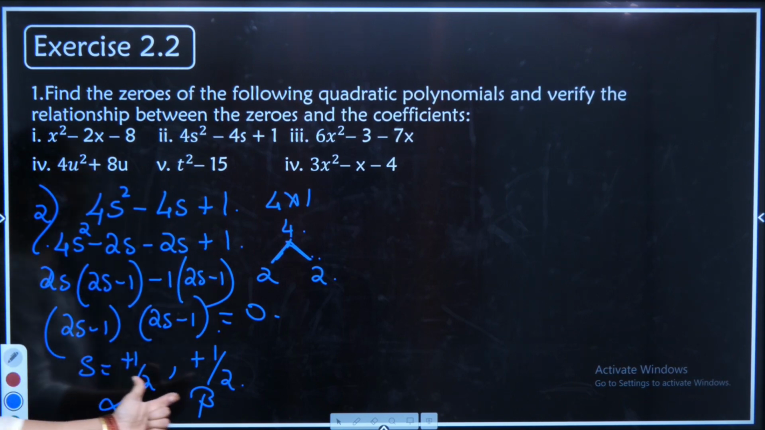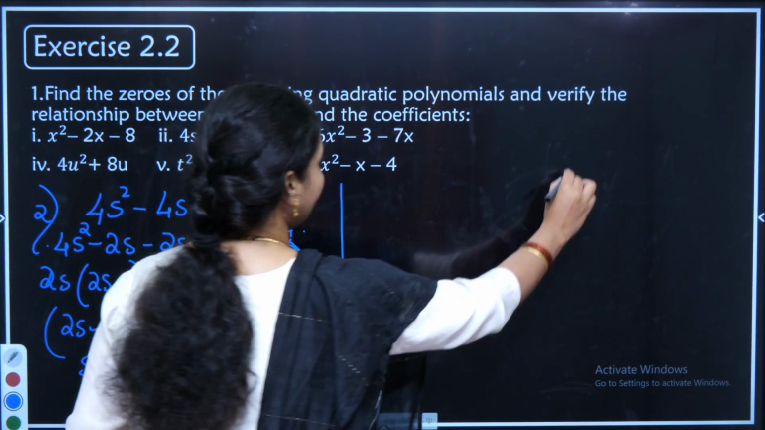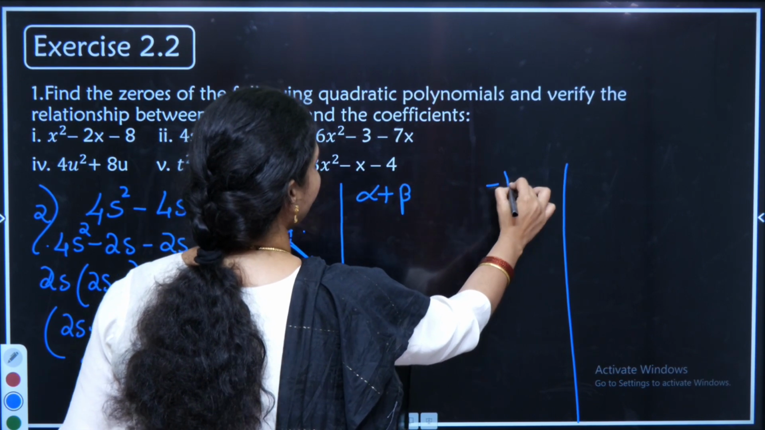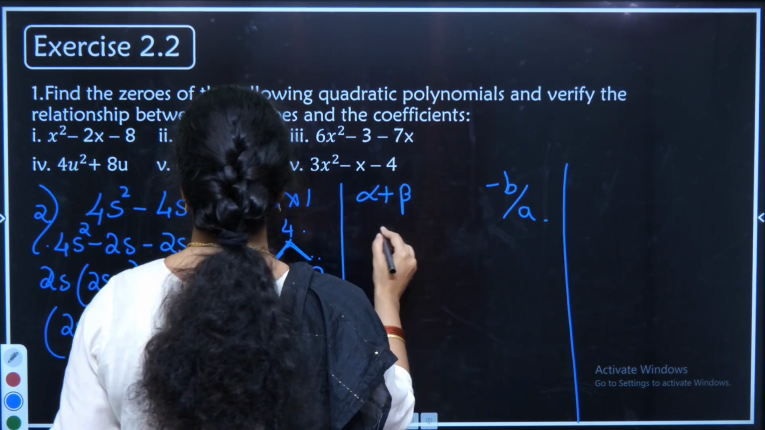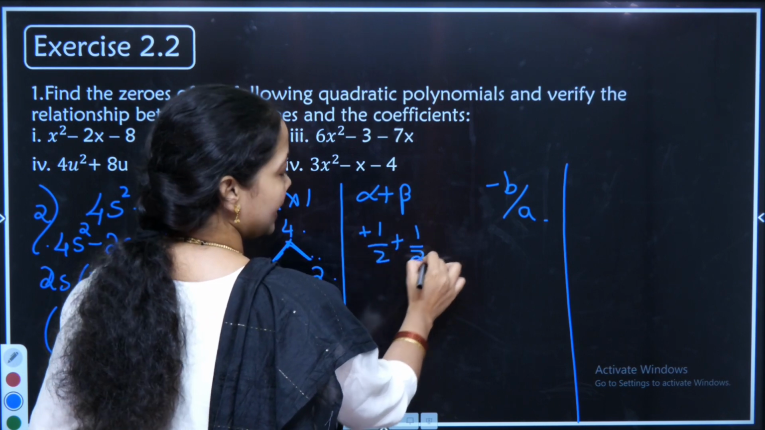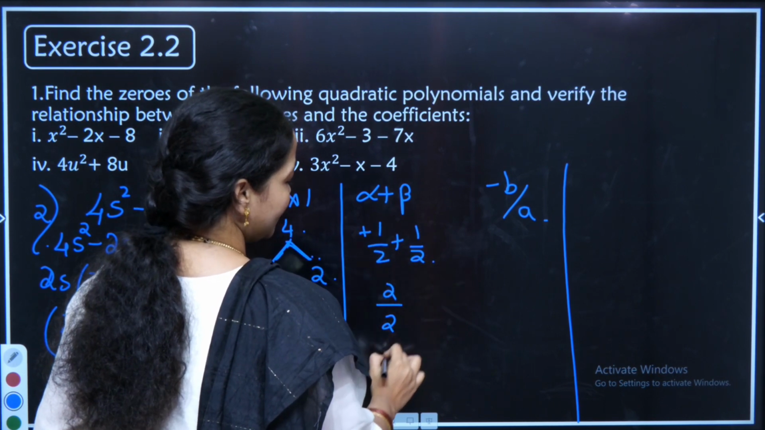When I have the values of alpha and beta, what is our next step? Finding sum of roots, that is minus b by a. So sum of roots is 1 by 2 plus 1 by 2. They are like terms, 2 by 2, which is 1.